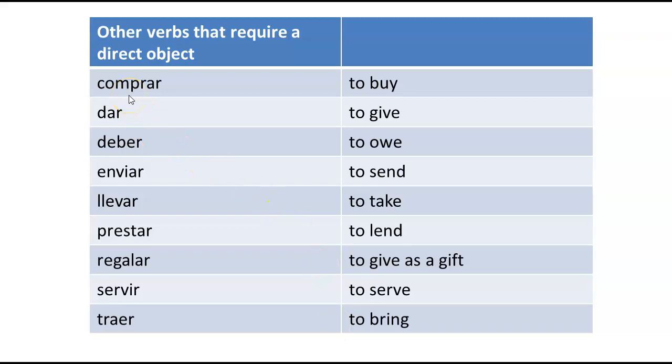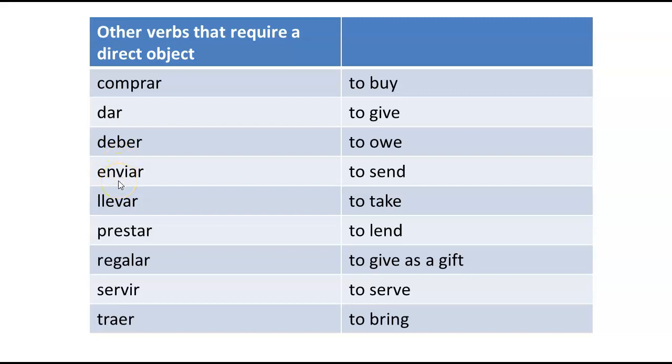For example, comprar. When you buy something, you can just buy something. You don't need an indirect object, but you can also buy something for someone. So you will often hear the verb comprar with an indirect object pronoun when people are talking about for whom they are buying things, right? Okay, dar we've practiced with quite a bit. Deber, as a modal verb means should or must, but deber also means to owe, like owe money. So we use indirect object pronouns with deber to talk about to whom we owe money. So to owe something or money to someone.